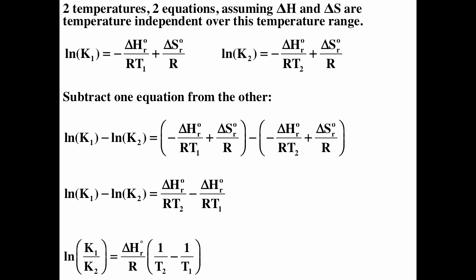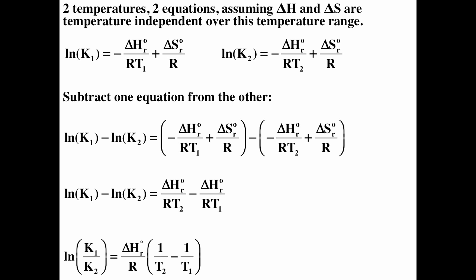Now notice that the delta S over R terms cancel because again, we're assuming delta H and delta S are temperature independent over this temperature range, and it gives us natural log K1 minus natural log K2 equals delta H over RT2 minus delta H over RT1. And natural log K1 minus natural log K2 is equal to natural log K1 over K2. And we can also take those delta H and the R out. And so we get natural log K1 over K2 is equal to delta H over R times the quantity of 1 over T2 minus 1 over T1.